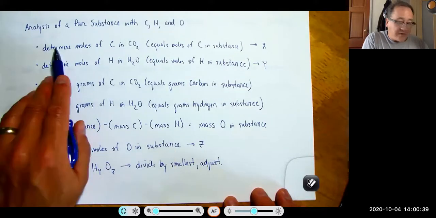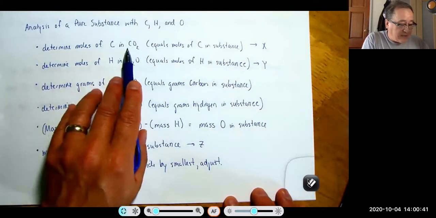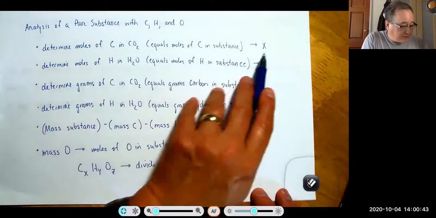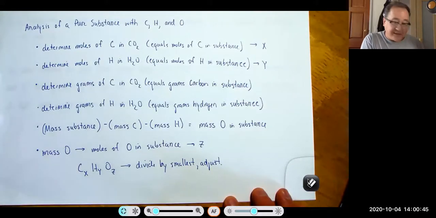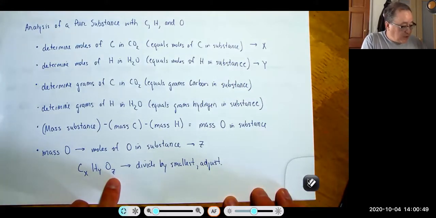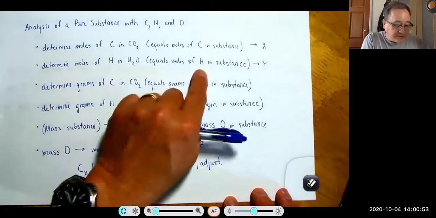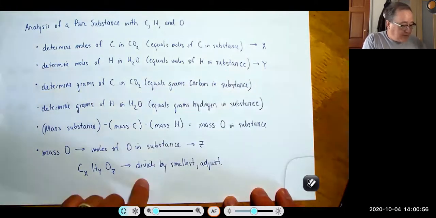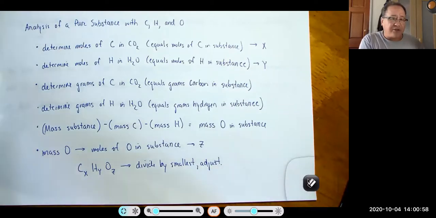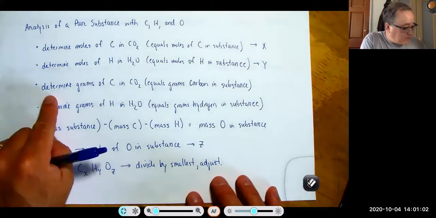You determine the moles of carbon in carbon dioxide. That's the moles of carbon in the substance. So that would be X for the formula CxHyOz. You determine the moles of hydrogen in H2O, which equals the moles of hydrogen in the substance. So you get Y. So how do you get the moles of oxygen? Well, you have to do it a little tricky way. And here's what you have to do.